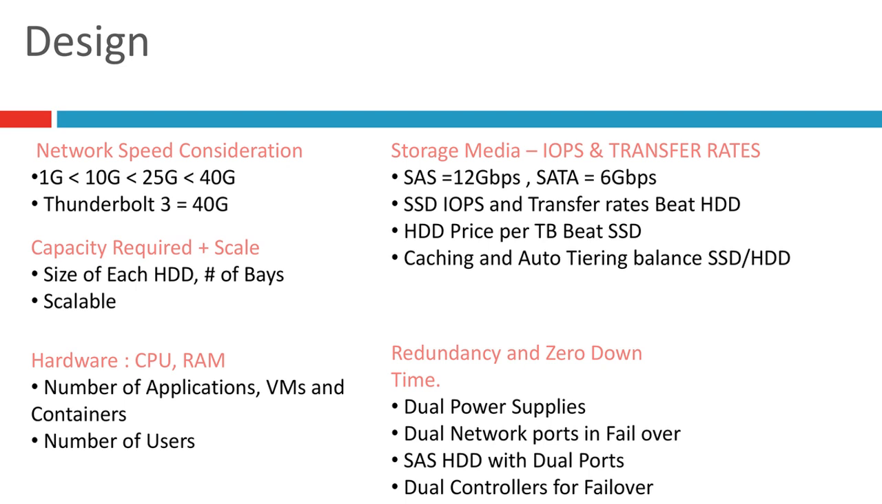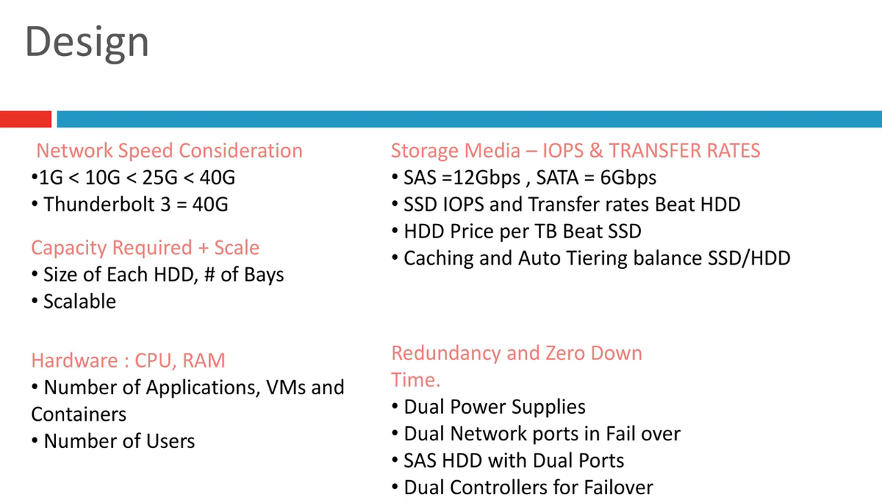Storage media, we have already discussed this. In case you have a very high IO requirement, then it's only SSD that will work. QNAP offers something called auto tiering, whereby you can put in a few SSDs and a few hard drives in the chassis, and the QNAP firmware will automatically keep swapping your hot and cold data between the slower media and the faster media. So you can make use of that, or you can make use of the caching in QNAP.